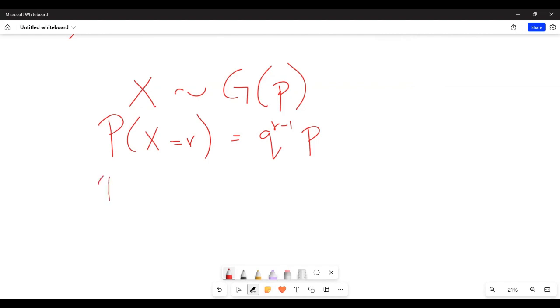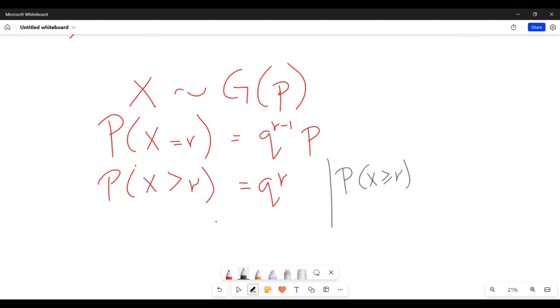Then you might be asked to find probability X is greater than R. That is just Q to the power R. Similarly, sometimes they give you probability X is greater than or equal to R. But this formula is for greater than R, not greater than or equal to R.